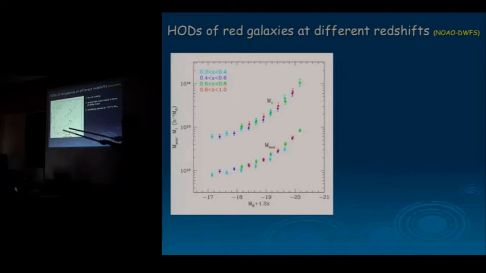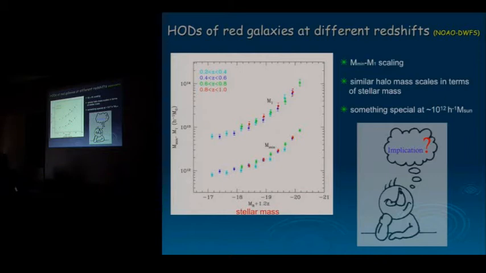Also, there's something special happening at 10^12 solar mass halos. Below that, it's hard to get a red central galaxy. This seems pretty interesting. What does this mean? I'm not very sure. Given the mass of the halo at any redshift, you will know the stellar mass. That seems quite interesting. Does this mean that the mass of the halo is the most important parameter for galaxy formation?